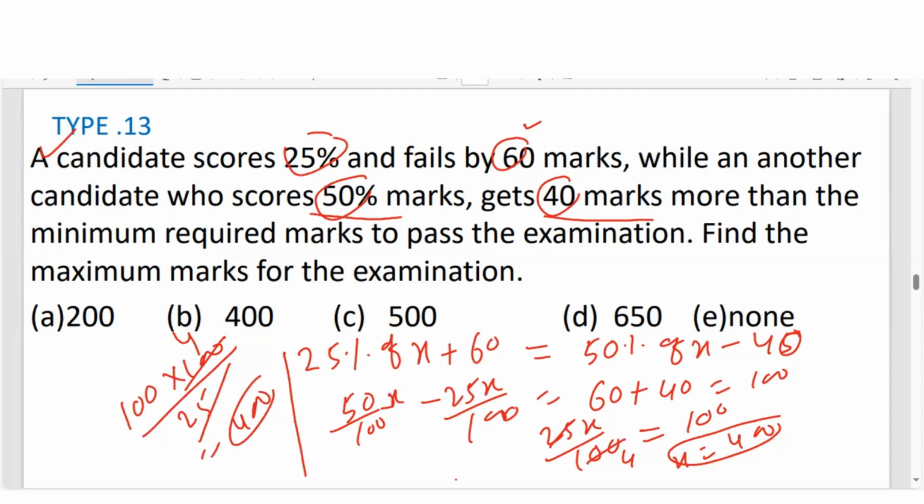So here less, here more, so you just have to add. So 60 plus 40, 100 into 100. And then you always have to divide by the difference of the percentage given. The 50%, 25%, the difference is 25. So just divide it, and you will get your right answer. This is the basic condition. This is the tricky approach. Let us see the next question.